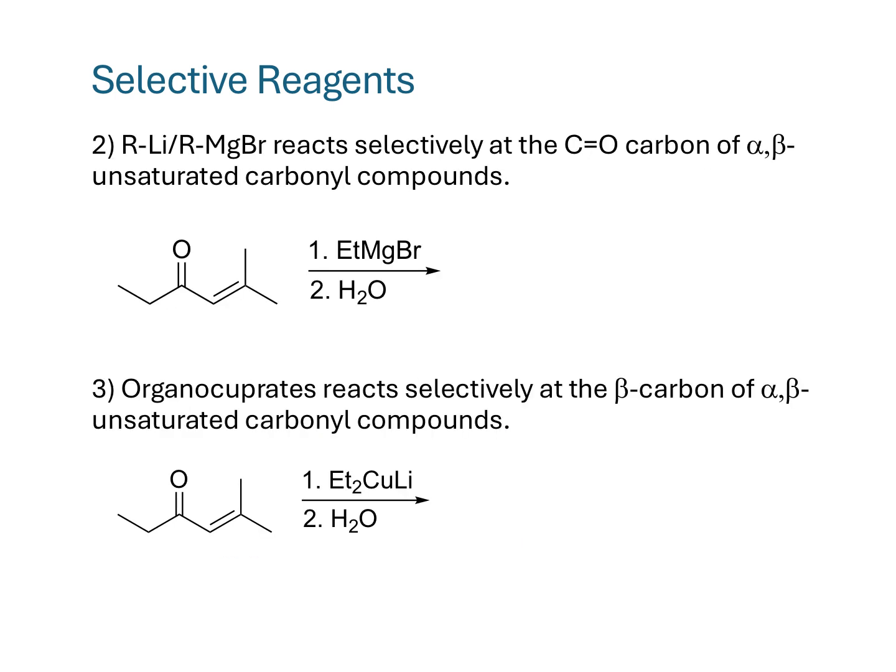Another case of selectivity is when we have alpha-beta unsaturated carbonyl compounds. So remember that the carbon next to a carbonyl is alpha. Carbon after that would be beta. So this is an alpha-beta unsaturated ketone in this case. So with these substrates, if you use a Grignard reagent or organolithium compound, that reagent could care less about this double bond. It's going to be selective for reacting at the ketone.